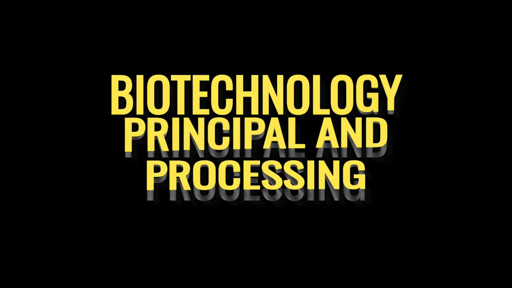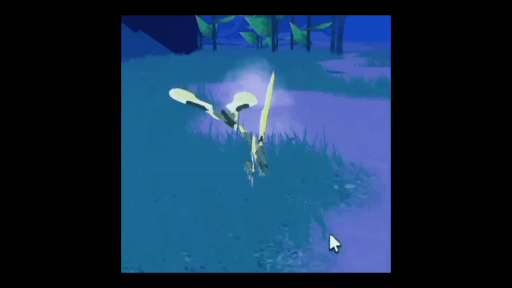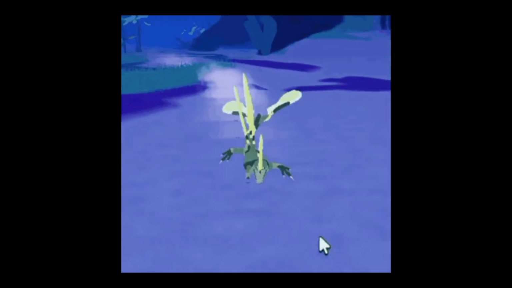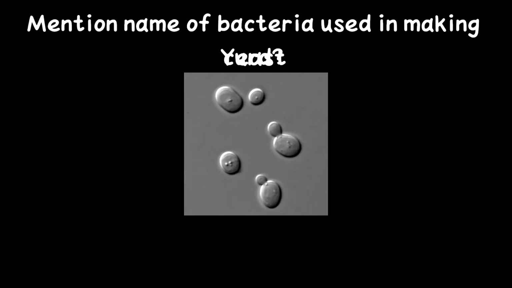Welcome to Biomindscape. Today we are going to know this chapter, Biotechnology: Principles and Processes. Biotechnology deals with the technique of using living organisms or enzymes from organisms to produce products and processes useful to humans.